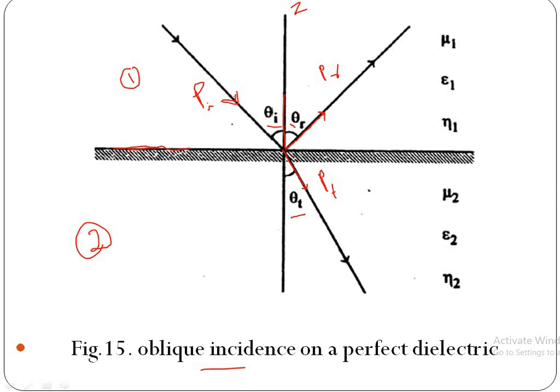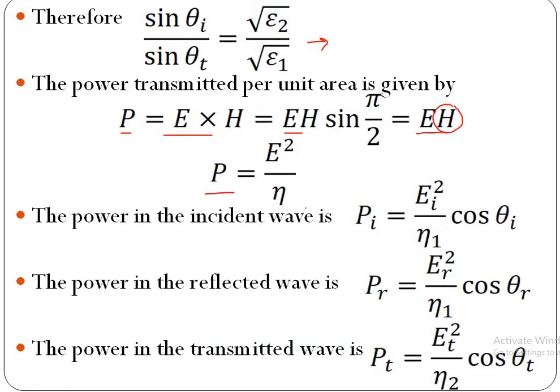But here, this incident wave makes an angle theta with respect to the z axis. Then the incident power is given by Pi is equal to Ea square by eta 1 into cos theta I. Similarly, the reflected power PR is equal to Er square by eta 1 into cos theta r. Why? This is in medium 1. Transmitted power PT is equal to Et square by eta 2, cos theta t. Why eta 2? Because it is the second medium.